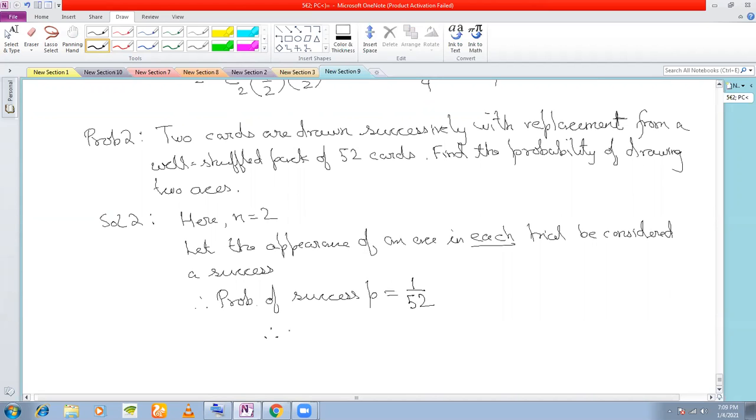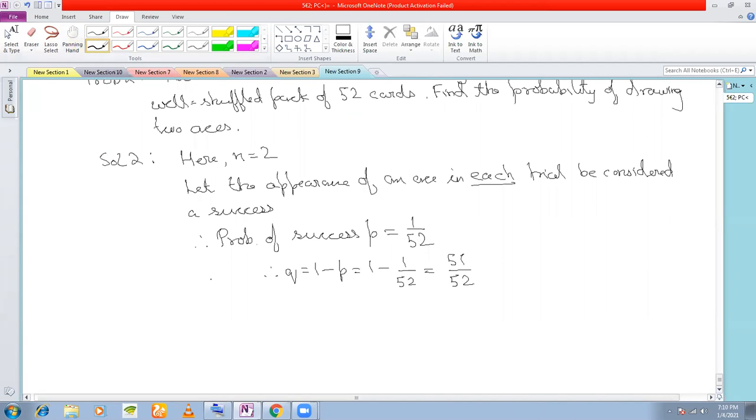Therefore, what is the value of q, the probability of failure? 1 minus p, which is 1 minus 1 by 52. That means it is 51 by 52. This is the probability of failure. We have got the value of n, we have got the value of p. Now let us see how many successes we are getting.